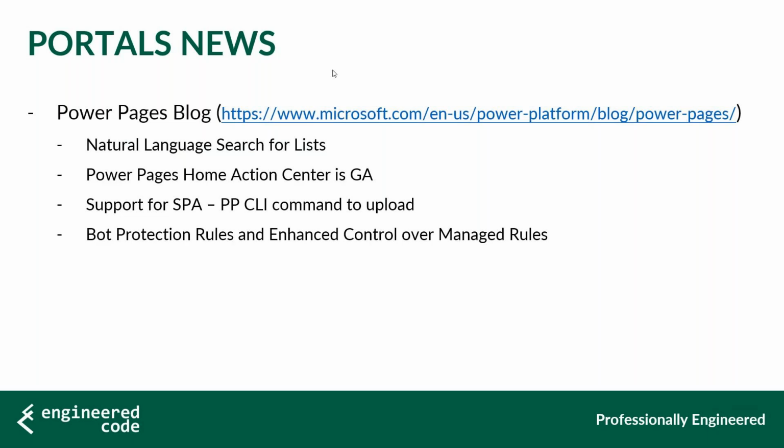You can now, I think this is preview, use natural language search for lists. So when you add a list to a page in Power Pages, you'll be able to use natural language to search through those lists. Another one is the Power Pages Home Action Center. That's a hub for a bunch of different things within the Power Platform Admin Center, I believe. I believe it was in preview, and that is now going GA.